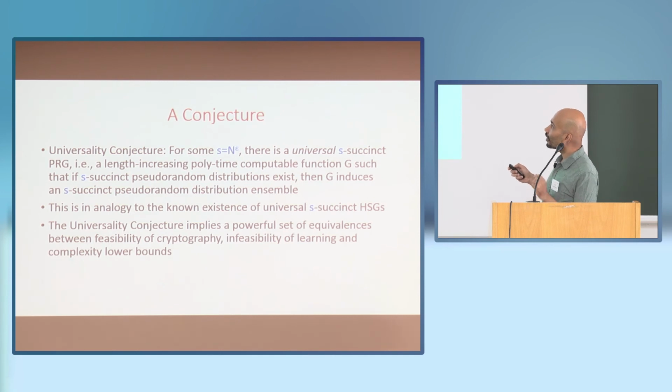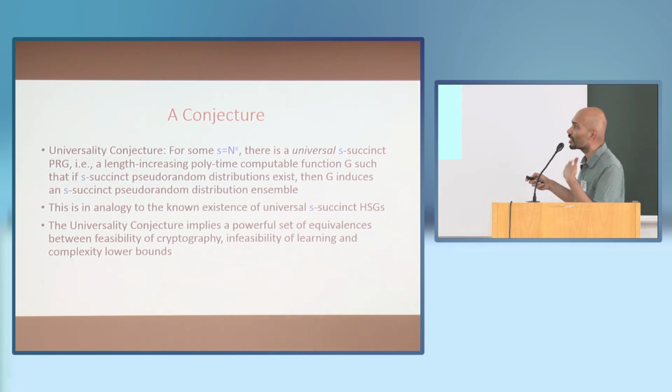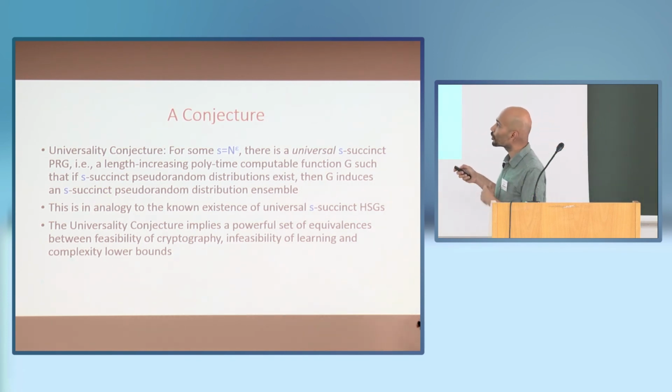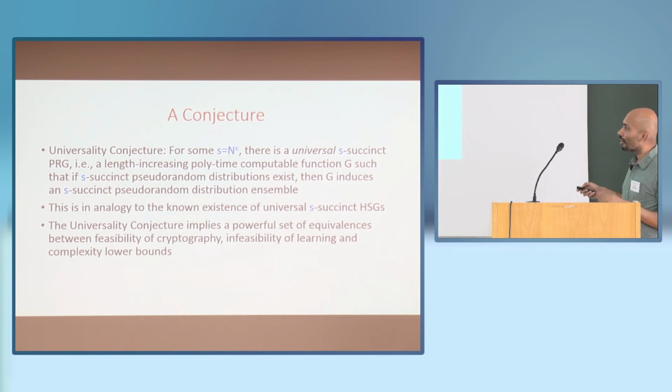You'd get the complete set of equivalences that you want. So if there is a polynomial time computable function that induces succinct pseudo-random distributions, meaning that when you apply this function to a uniformly chosen seed you get a succinct pseudo-random distribution, and if there's a universal such one, then we'd be done. We get all these equivalences between crypto, learning, and complexity lower bounds.